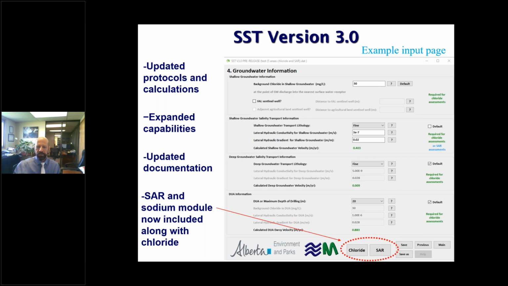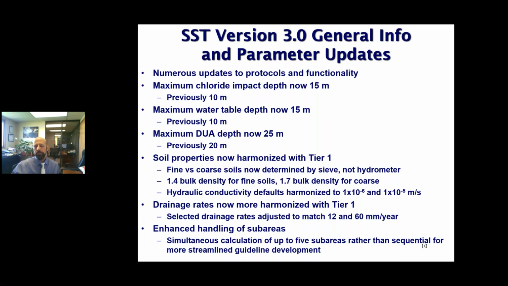So by using these two buttons here, you can go down one path or the other and back up and go to the other one. So it gives a lot of flexibility in how sites with some combination of chloride and SAR or sodium impacts are handled. So in terms of some general parameter updates, there are quite a few updates here.